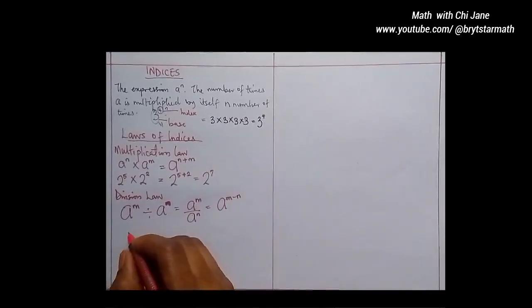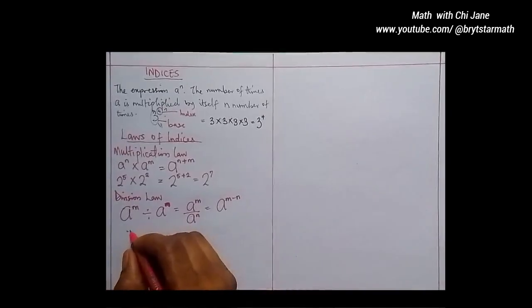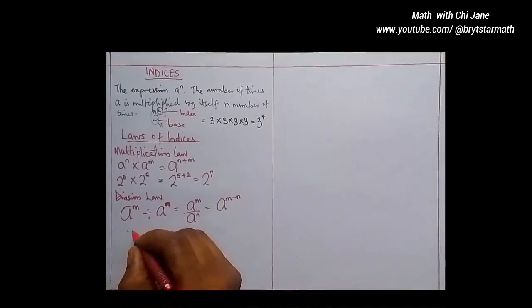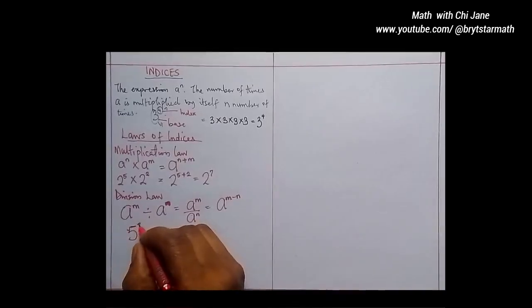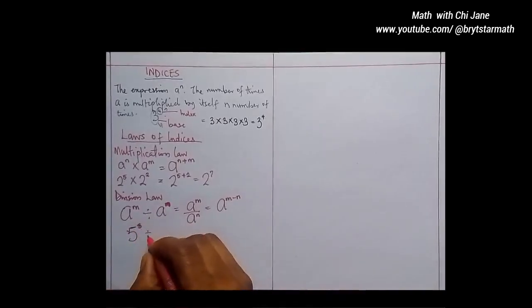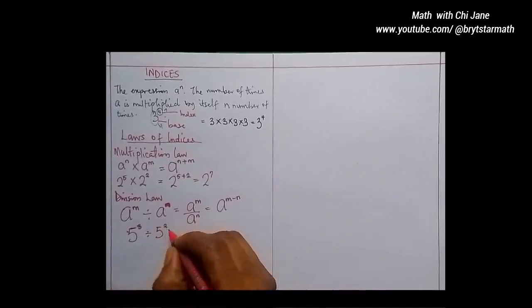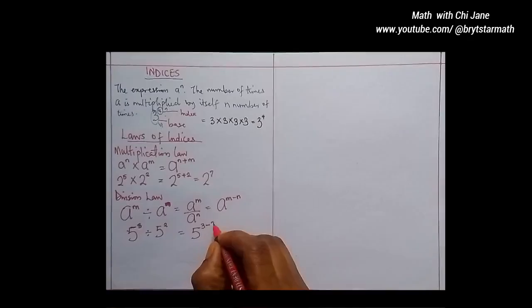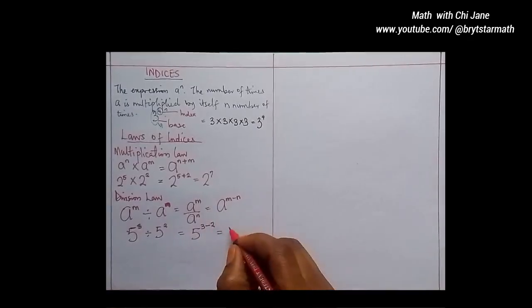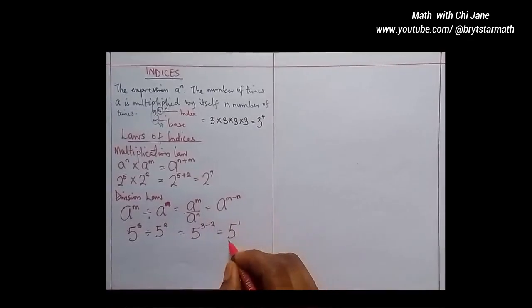Okay, so where we have the base to be 5 raised to the power of 3 divided by 5 raised to the power of 2, what we have now is 5 raised to the power of 3 minus 2. You subtract the indices, so we have 5 raised to the power of 1.